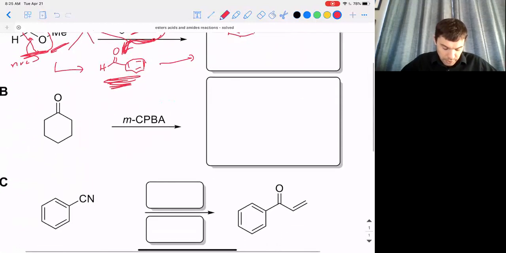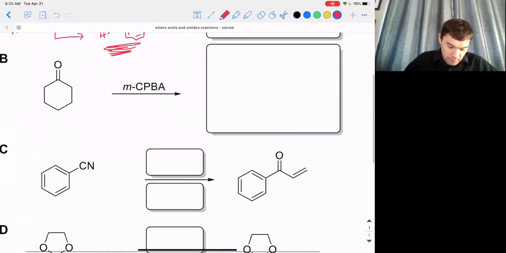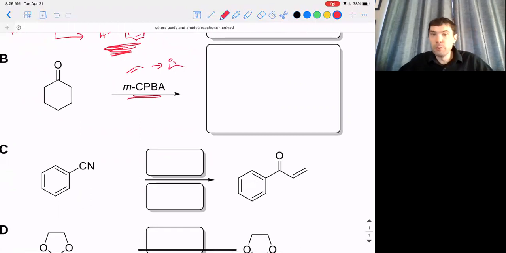All right, the next one here, part B. Let's see here. mCPBA is an oxidant, and usually we know about mCPBA for making epoxides. So that is the number one way that we know about mCPBA. So the fact that it's given here and there aren't any alkenes or double bonds in this molecule other than the carbonyl should give us a clue that something else is amiss.